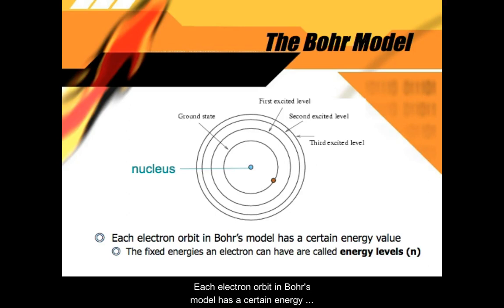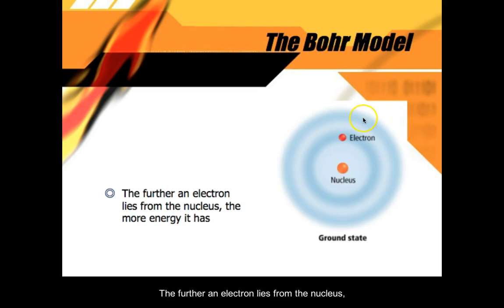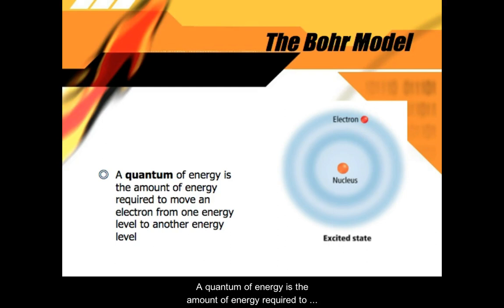Each electron orbit in Bohr's model has a certain energy value. The fixed energies an electron can have are therefore called energy levels and are symbolized by a lowercase n. The further an electron lies from the nucleus, the more energy it has. Thus, a quantum of energy is the amount of energy required to move an electron from one energy level to another.